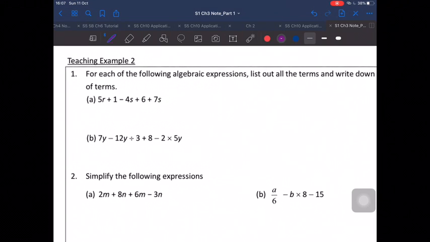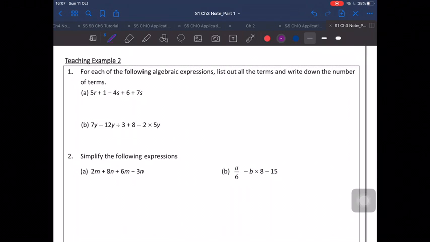Okay, so now we will go to teaching example 2. For each of the following algebraic expressions, list out all the terms and write down the number of terms. First, you have to count the terms, right? Use the positive and negative signs to separate the terms. So therefore it will be like this.